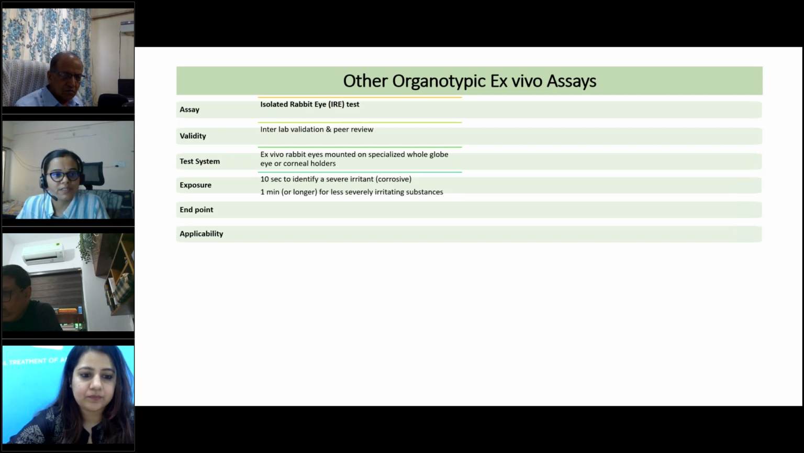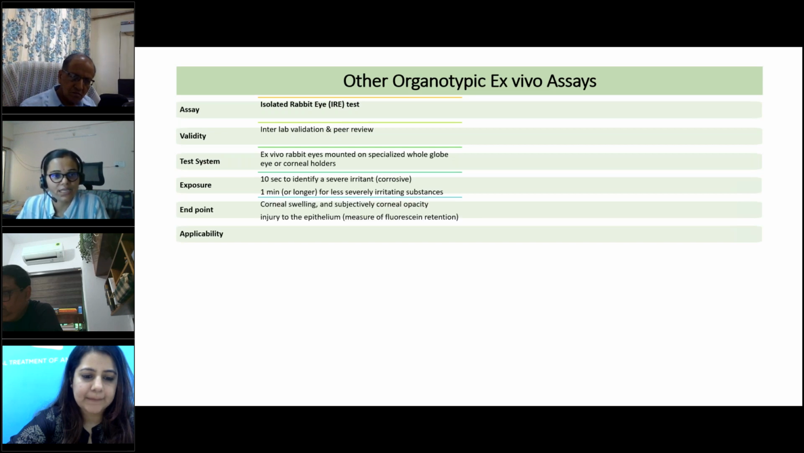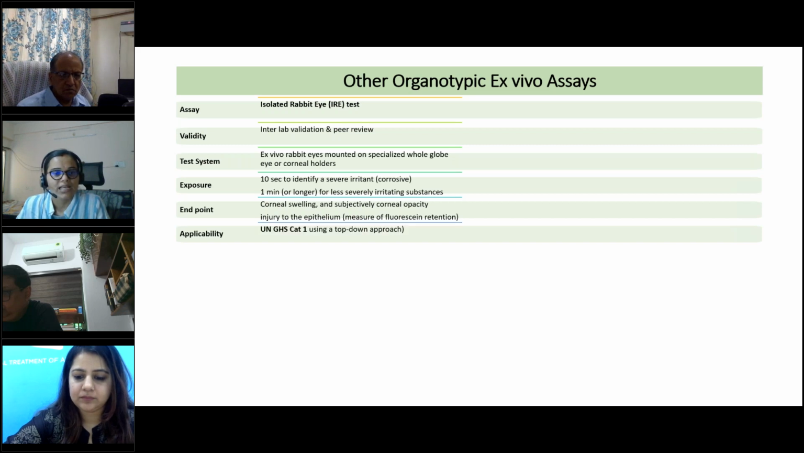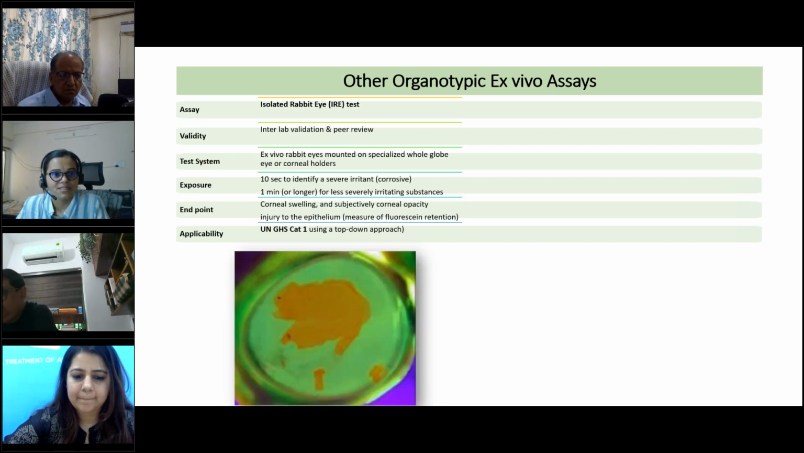The exposure goes for 10 seconds to identify a severe irritant, that is corrosive category 1, and 1 minute or longer for less severe irritating substances. The endpoint is to look for corneal swelling and, subjectively, corneal opacity and injury to the epithelium by measurement of fluorescein retention. It is applicable to classify UNGHS category 1, that is the corrosive chemicals, using a top-down approach from IATA. So this is a pictorial representation of the opacity.